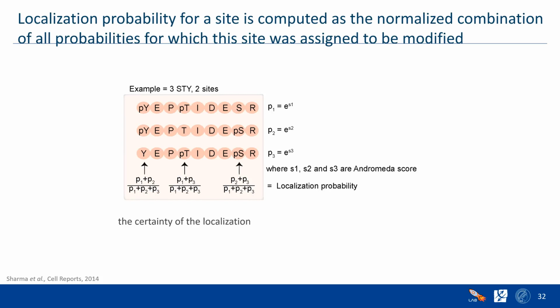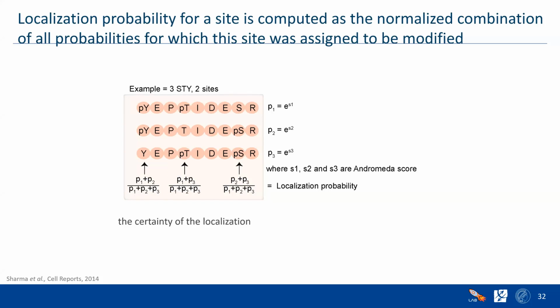So in the Andromeda scoring engine, we calculate the score for the first peptide, then for the second peptide, and then for the third peptide. As you see, there will be a shift in the spectrum because the PTMs are located differently on these peptides. Then we have three different Andromeda scores, we take the exponential of each, and we get the probability for each case. In the end, we use the normalized combination of all possibilities for this modification.